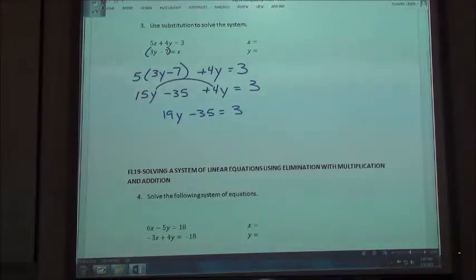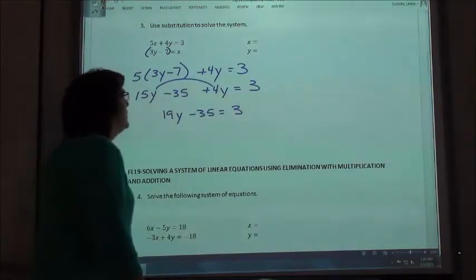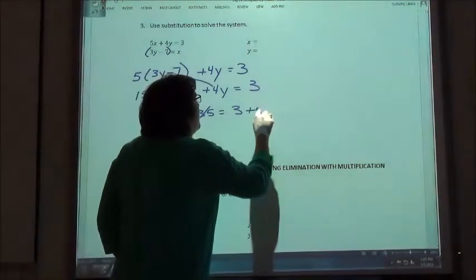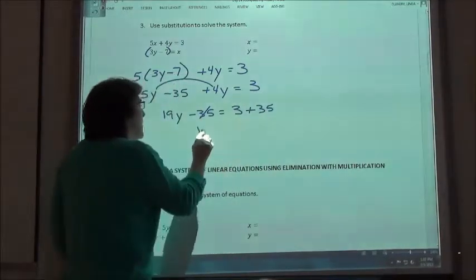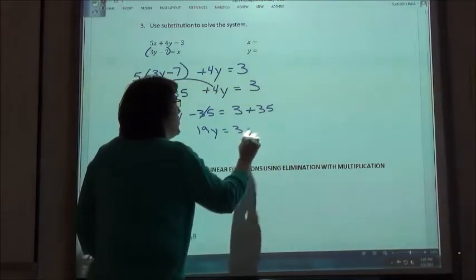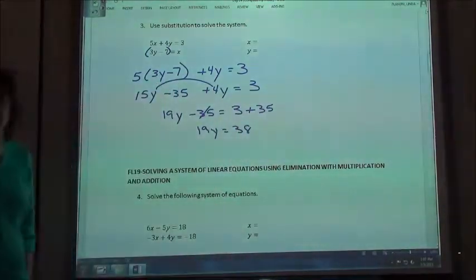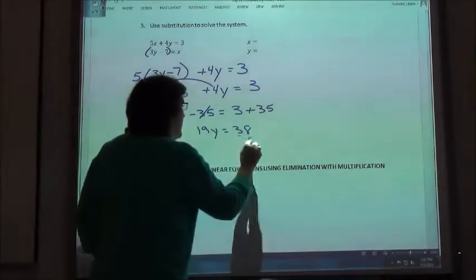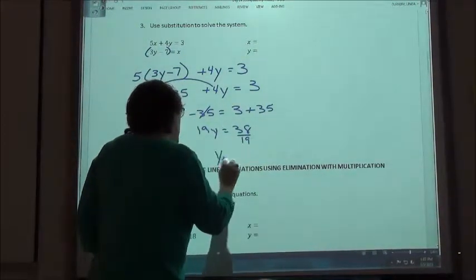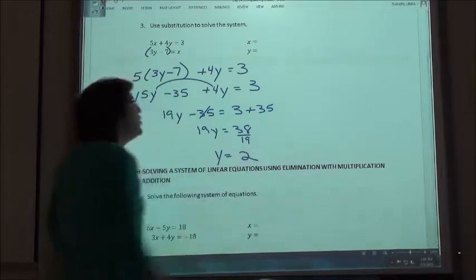Then we would add 35 to both sides. 19y equals 38. Divide by 19 on both sides. So y equals 2.